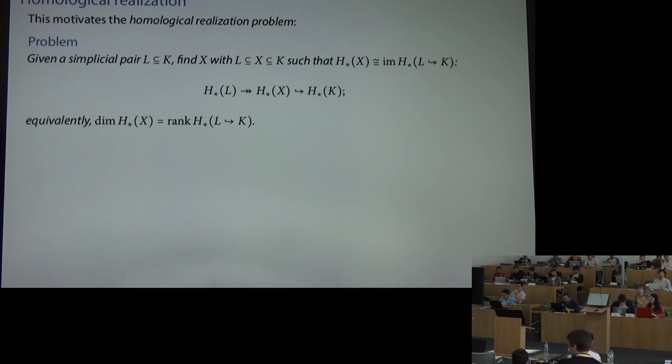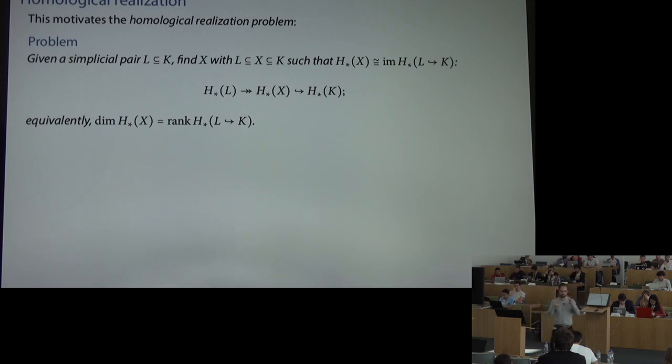Now it's a natural question to ask: maybe we can find a space sandwiched in between that has the correct homology, that realizes this image of the map, right? If I have two complexes L and K, and I can find a third complex X in between, such that the homology of this complex is isomorphic to the image of the map from L to K, then this must capture exactly what I've done just on the algebraic level. But now I'm realizing this as a complex.